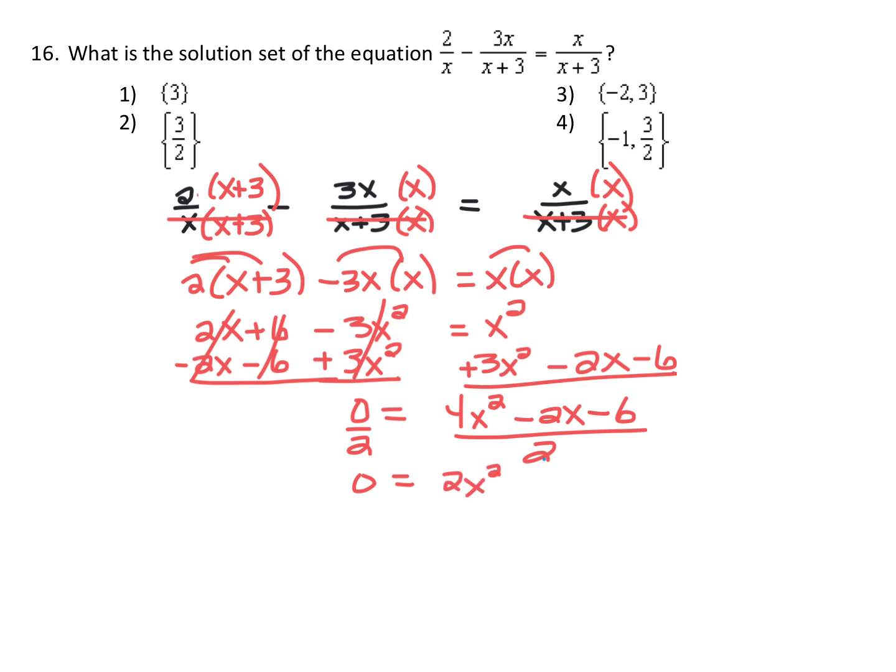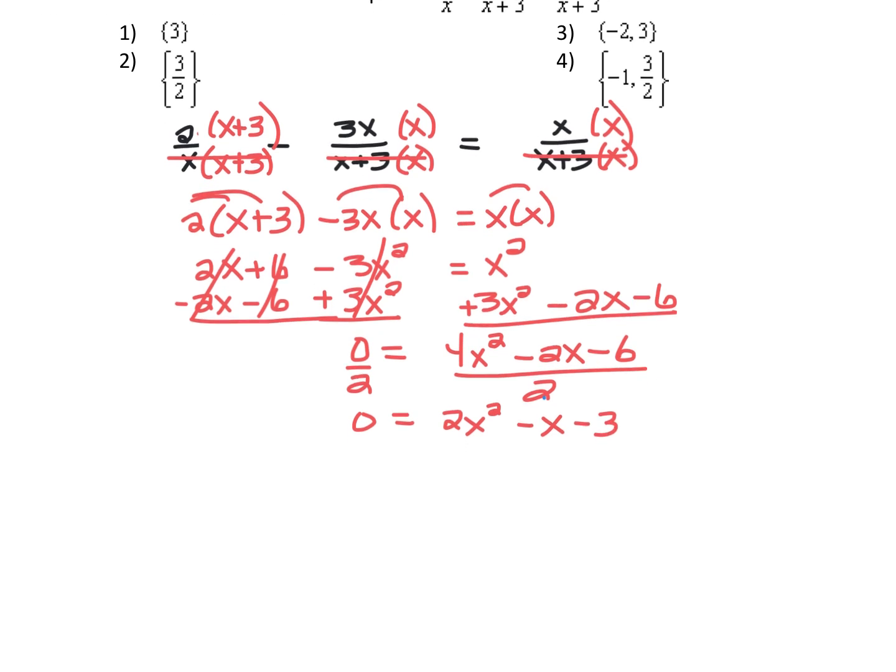Negative 2x divided by 2 is negative 1x. I'm just going to write negative x. And then negative 6 divided by 2 would be negative 3. And all we have to do now is just factor, t-chart, and solve.